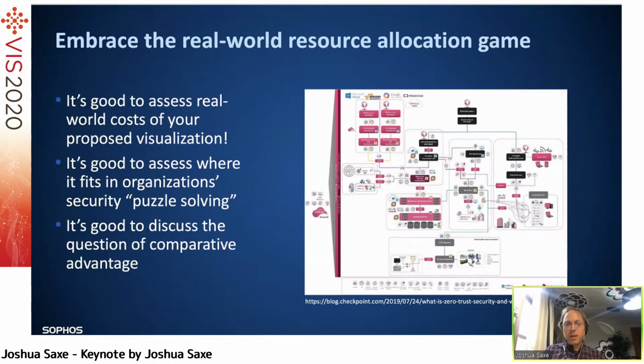Okay, so I don't want to belabor this, but I think embracing and understanding the real-world resource allocation game that organizations play and addressing this explicitly in our literature, in addition to user studies, is really important in pointing our field in the right direction towards maximizing our real-world impact on protecting people.